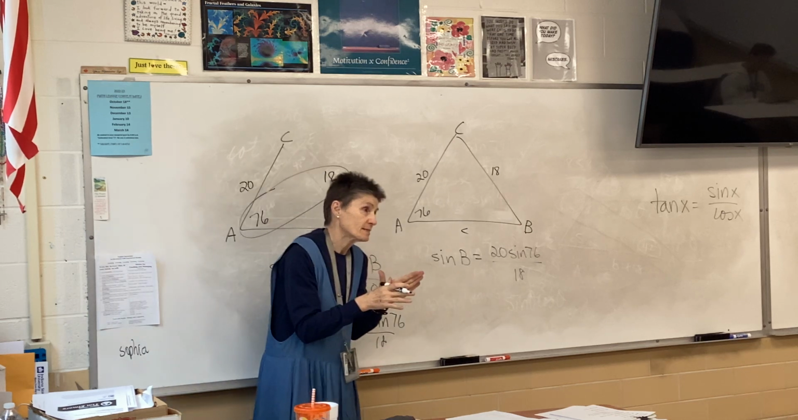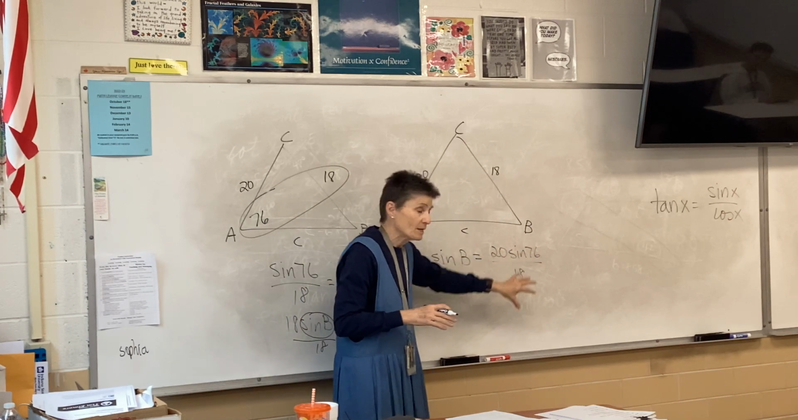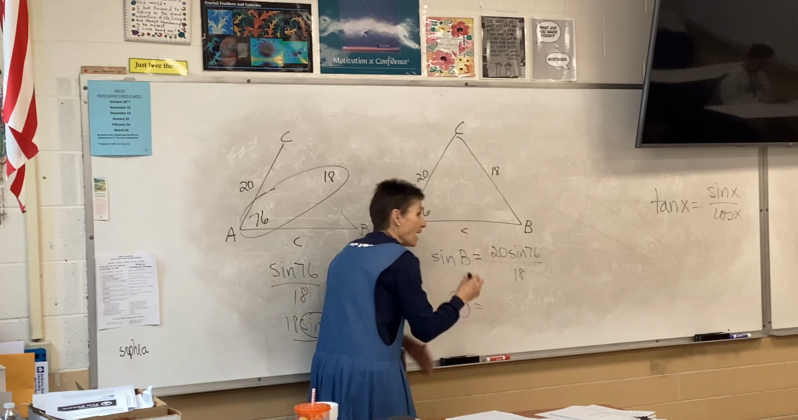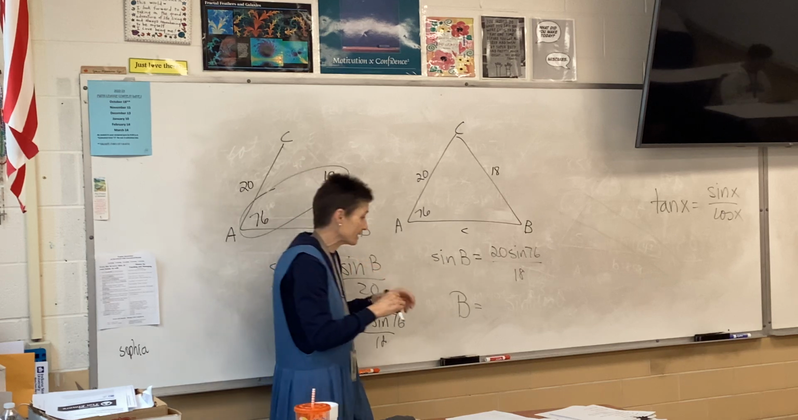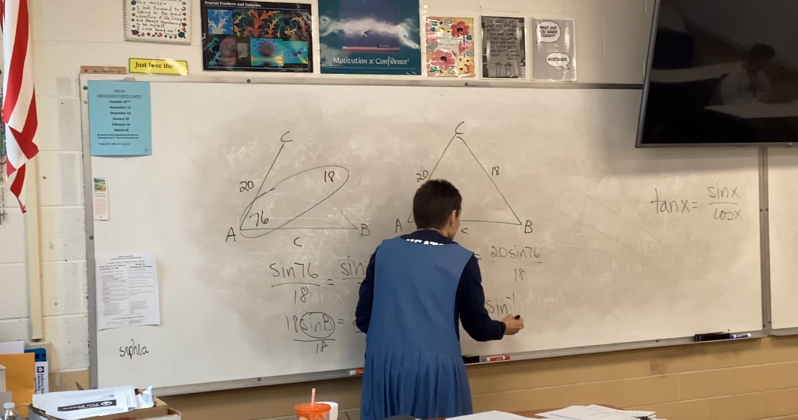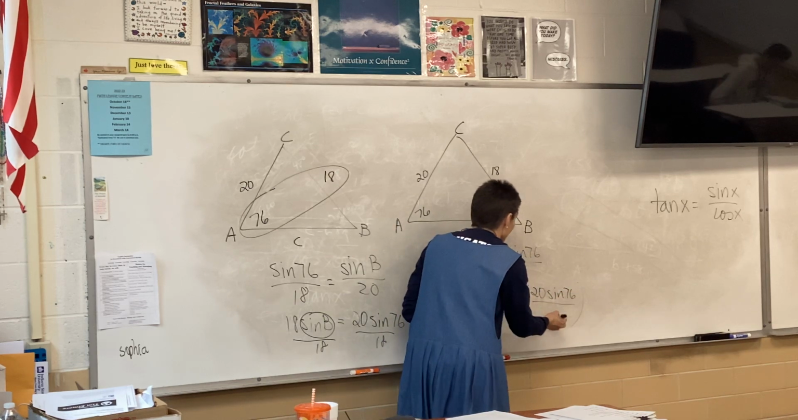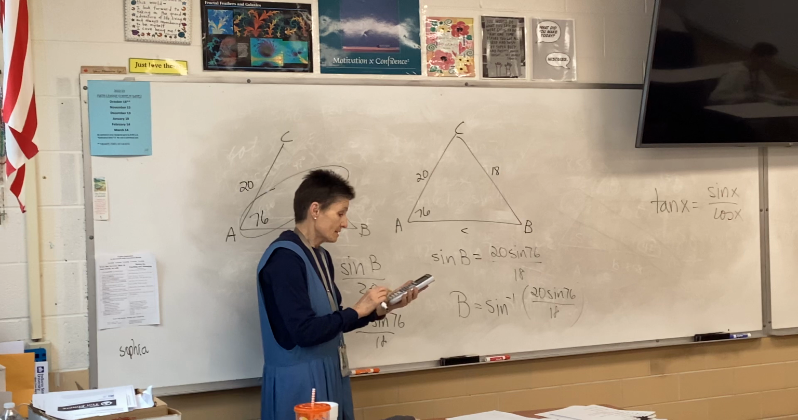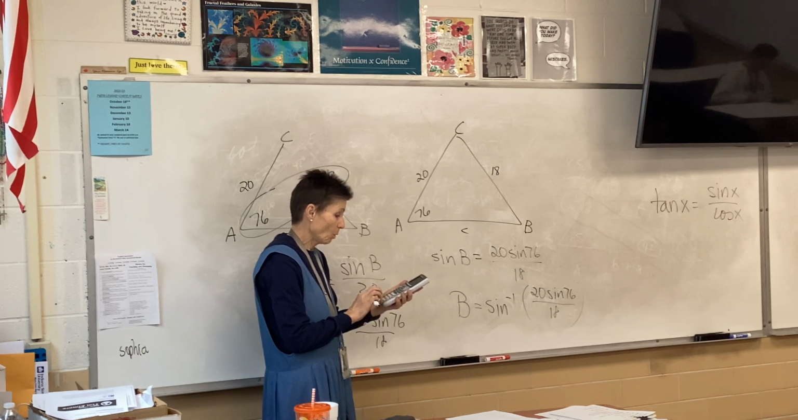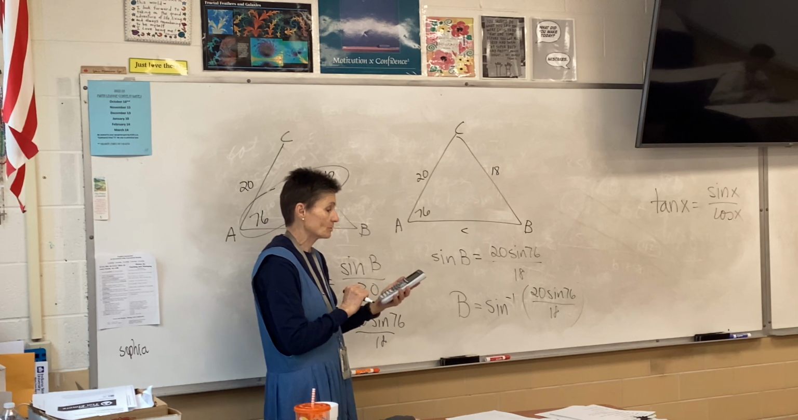All right, now these are the tricky ones to type in. Don't type in that fraction, kids. That will not give you the answer. You want to know what angle B is. What button do we press to find angles on our calculator? Second sine, then that big fraction, 20 sine 76 over 18. If you're not sure how to type that in, listen and type along with me. Second sine, 20 sine 76, close parentheses, divided by 18 equals.